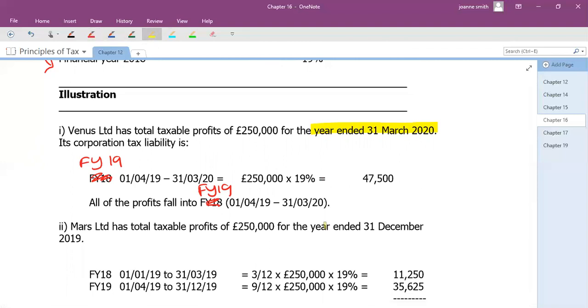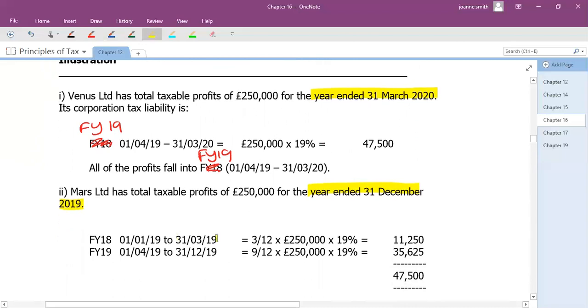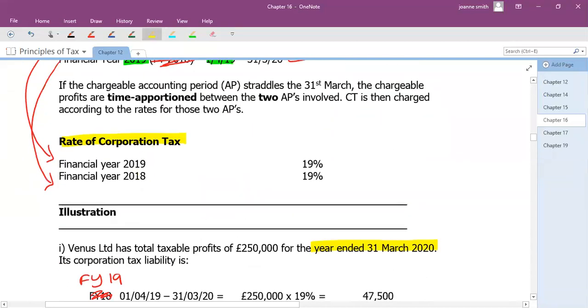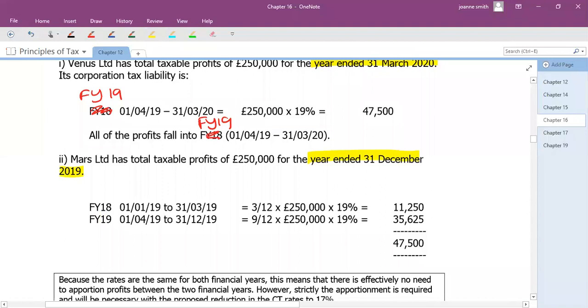If we've got our profits for year ended March 19, we've got 3 months of the year that falls in financial year 18, and then the other 9 months start from April 19. So what we're trying to do is split this year. But, you know, does it matter whether we bother to split the year? Because regardless of what year it's in, it's at 19%.